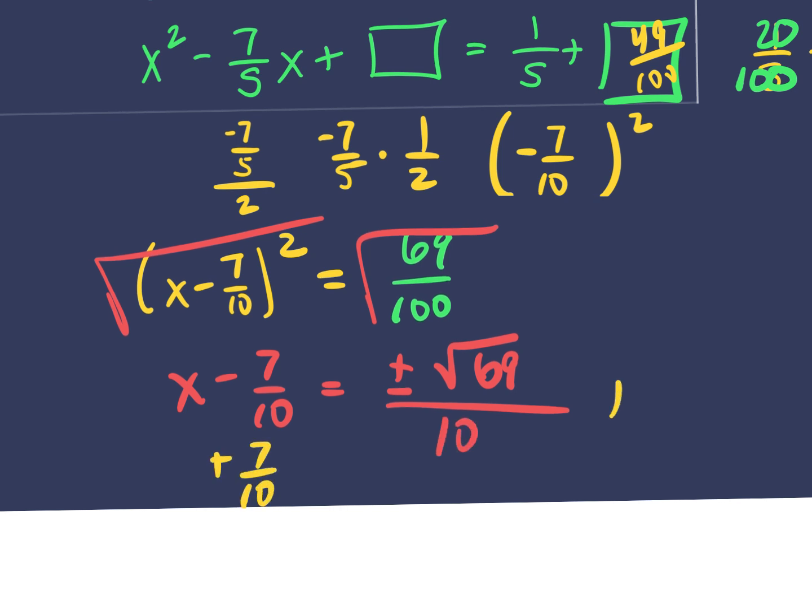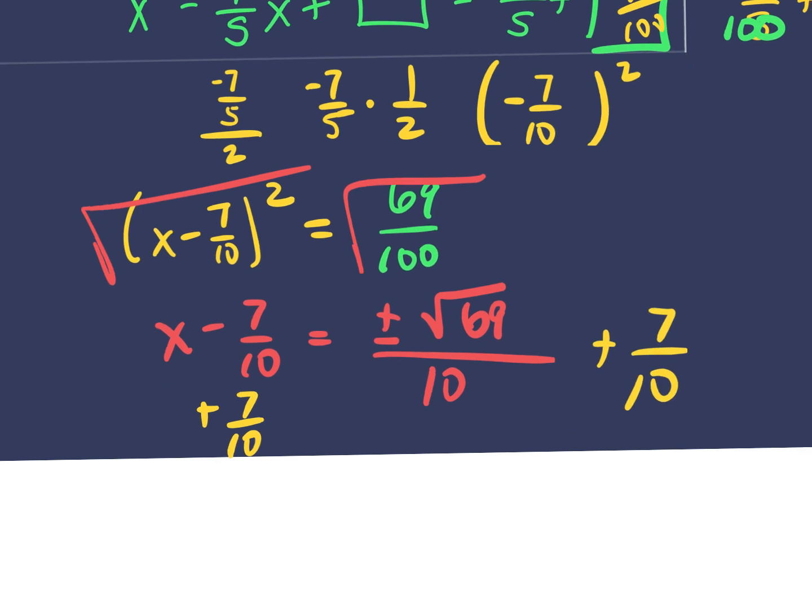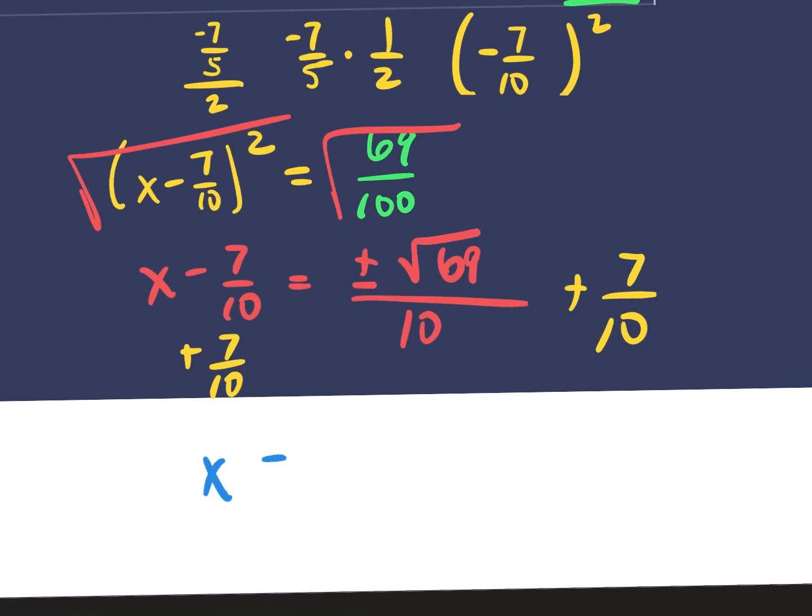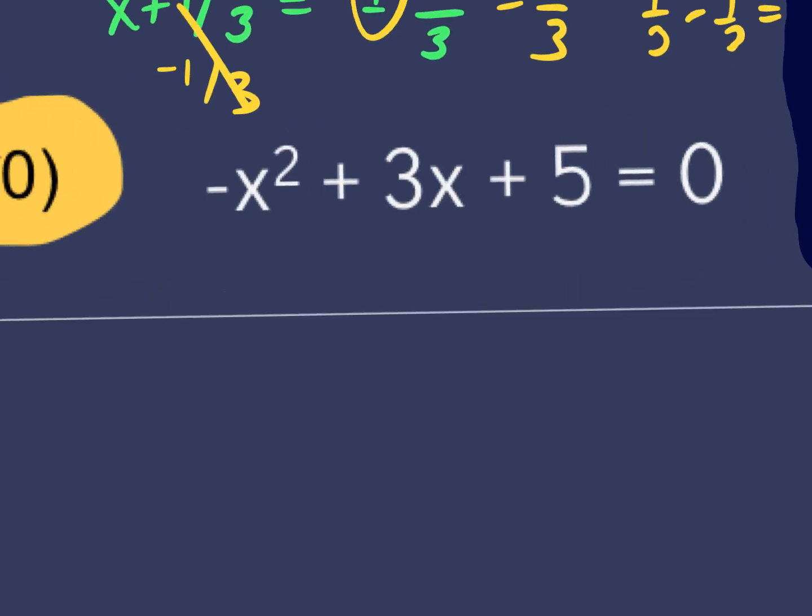Plus 7/10 to both sides. Good. If you guys wanted to leave it right there, that's perfectly fine. I would not, just because I don't like the way it looks. I'm going to rewrite this as 7 plus minus root 69 over 10. Questions? Say this was 8 over 10. Should I simplify it? Yes. I mean, it's not, but we always want to simplify, guys. All right, scoot along. Let's do number 10.